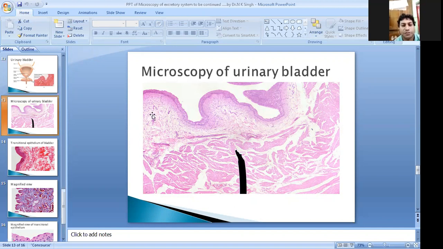And below the lamina propria is the tunica submucosa, this part. This part is tunica submucosa. And below the tunica submucosa, this entire part where I am moving the cursor, is the tunica muscularis. This tunica muscularis consists of 3 layers of muscles: outer longitudinal layer, middle circular layer, and inner longitudinal layer.